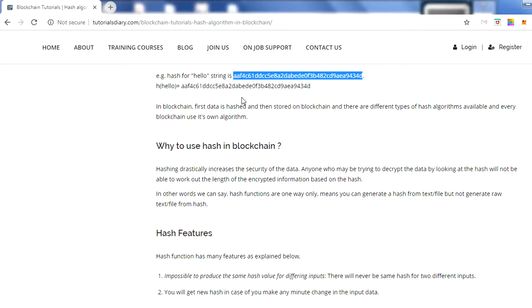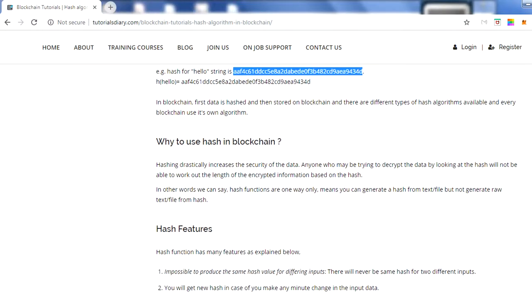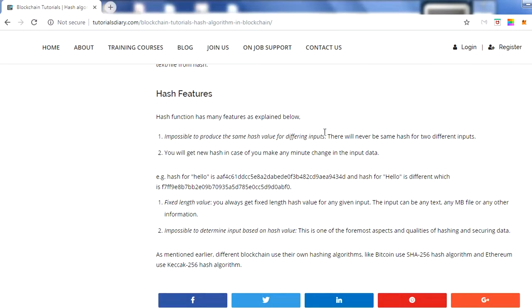This means that hash is one way only. One way means that you can give the input and you get the output, but you can't generate the input back from the output when you use a hash. So this is the reason the hash is being used in a blockchain. Now what all features do we have under hash? You can't have the same hash for two different values. Okay, so this is one of the features. You will never ever have the same hash for two different values.